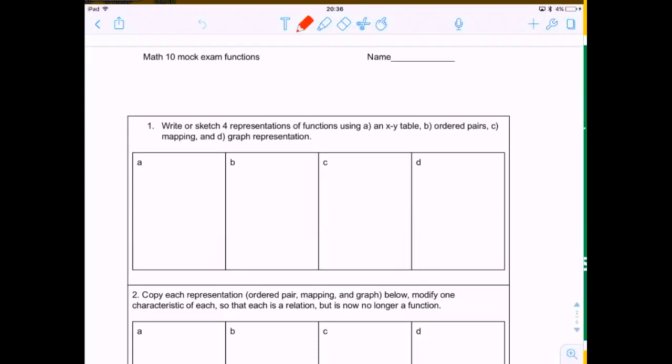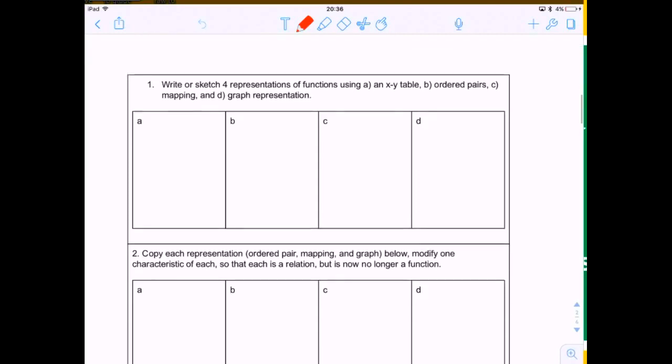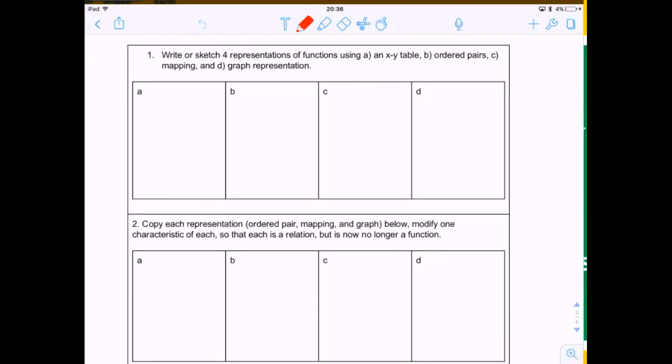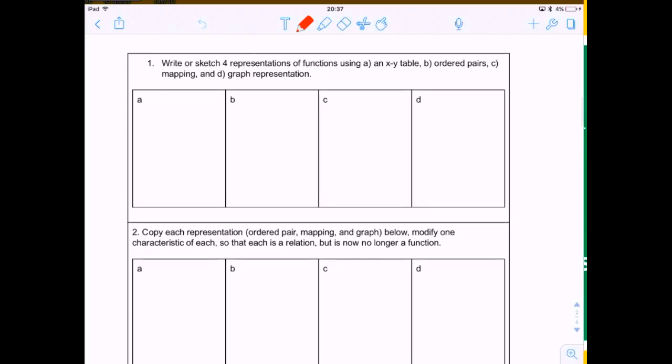This is the solution for the mock exam for functions for math 10th grade. Number 1: write or sketch 4 representations of functions using the following forms: an XY table, ordered pairs, mapping, and graph representation. First of all, just to review what each one of these things are.